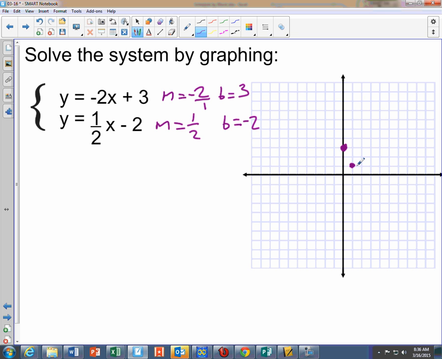Now, what else can I do? Somebody that will help me draw a better line. Keep doing that. Down 2 over 1. Down 2 over 1. Draw it a few times so that you can draw a better line.